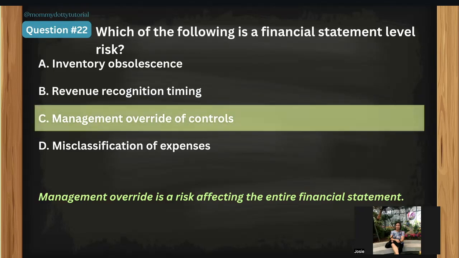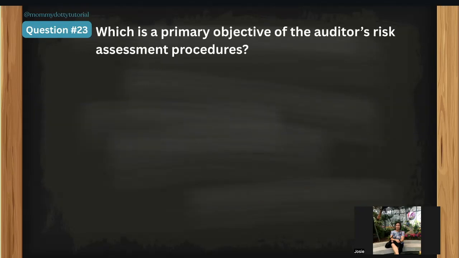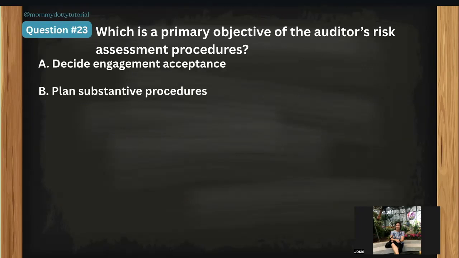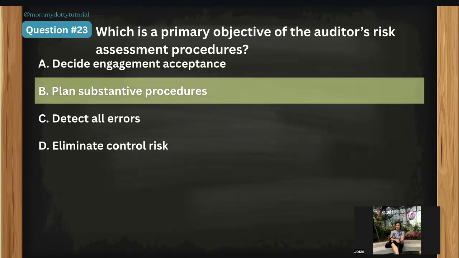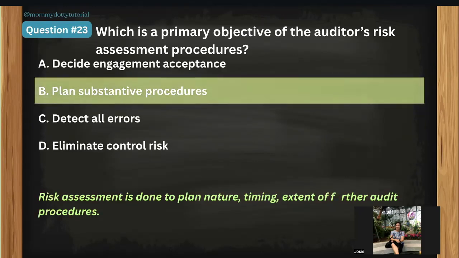Okay, moving on to question number 23. Which is the primary objective of the auditor's risk assessment procedure? A, decide engagement acceptance, B, plan substantive procedures, C, detect all errors, and letter D, eliminate the control risk. So you may pause the video to think. The correct answer is letter B, plan substantive procedures. So risk assessment is done to plan the nature, timing, extent of further audit procedures.